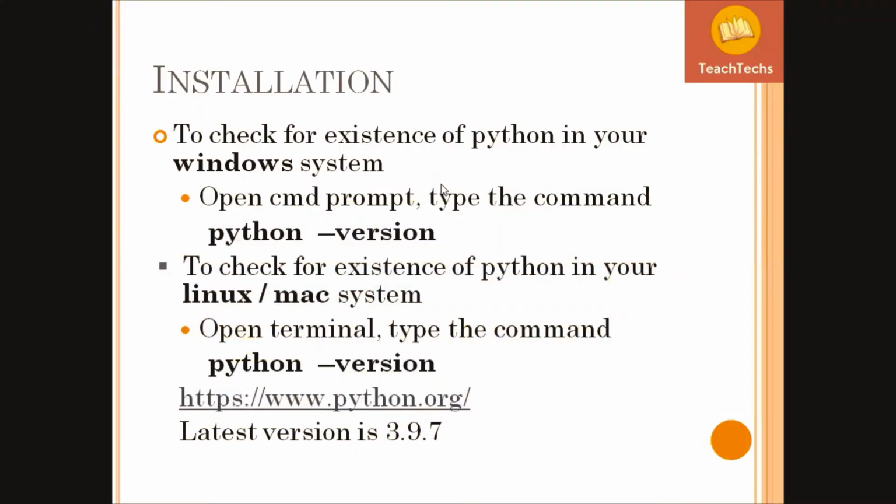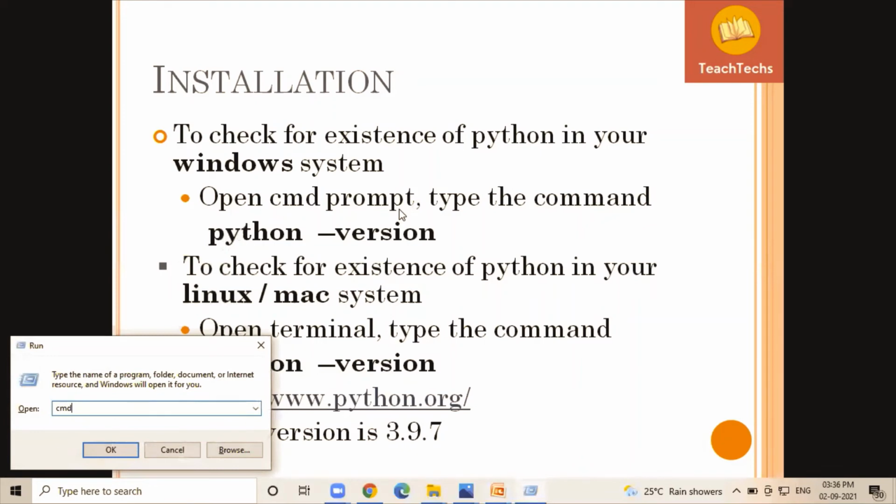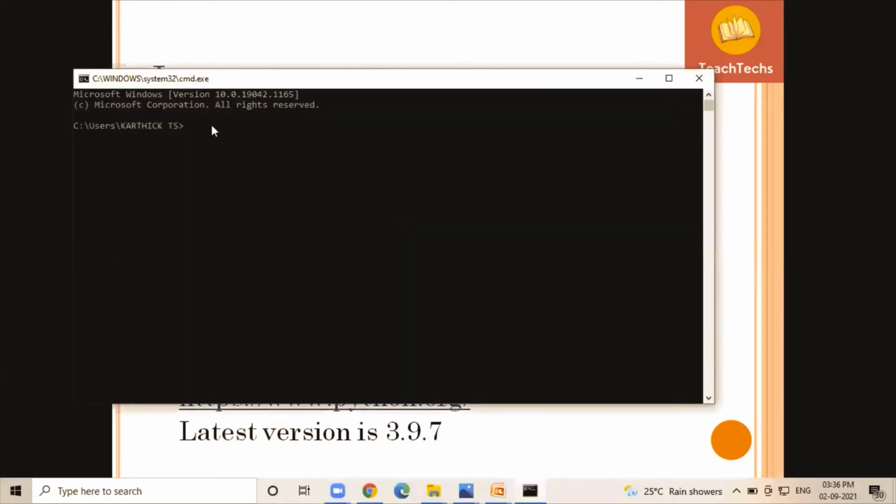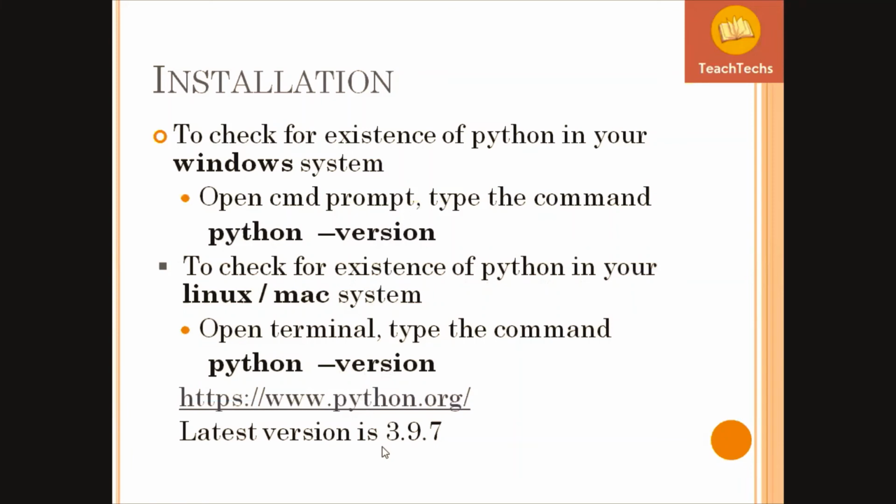To check the existence of Python in your Windows system, open Windows R, type the command cmd. You can see command prompt. Type the command python -version and press enter. In case Python is already installed in your system, you can see the Python with the version. And the latest version we are using at present is 3.9.7 during the making of this video.